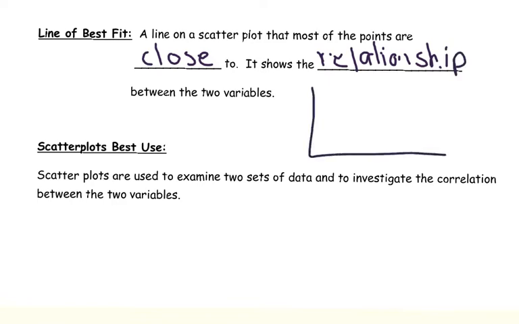If I have a graph and I have these points, I'm going to draw a line of best fit through the middle of all that data. It should be the average of all those points, so it would be something similar to that. Notice I did not connect the dots. So when would you be most likely to use a scatter plot? A scatter plot is most likely used to examine two sets of data and to investigate the correlation between the two variables. So if you want to know if two variables affect each other or not.